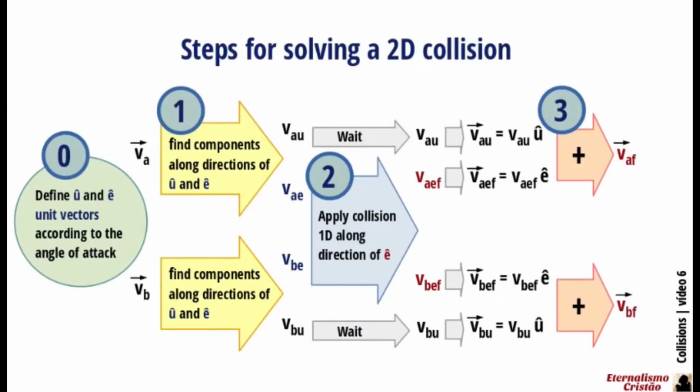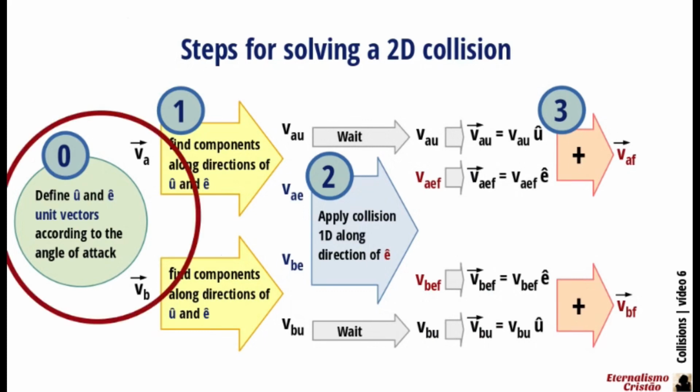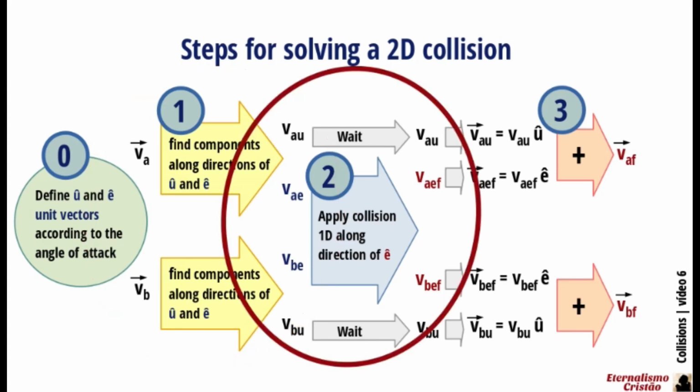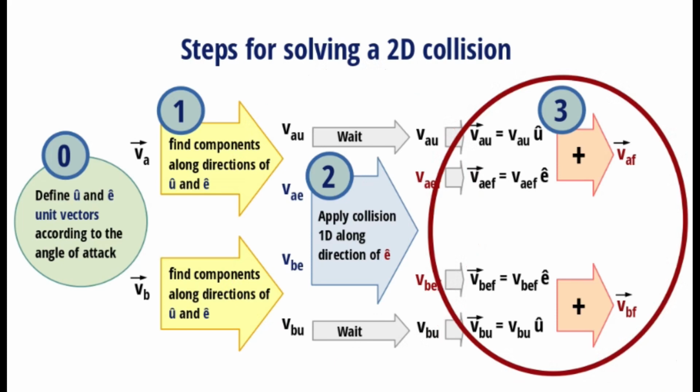These are the steps needed to solve any 2D collision. You will learn how to proceed in the following. First, find the angle of attack and define the unit vectors in accordance. Find the components of the initial velocities, along the directions of the unit vectors, U and E. Apply the equations for the 1D collision to the component of the velocities along the direction of unit vector E. At last, add the two components of the final velocities.